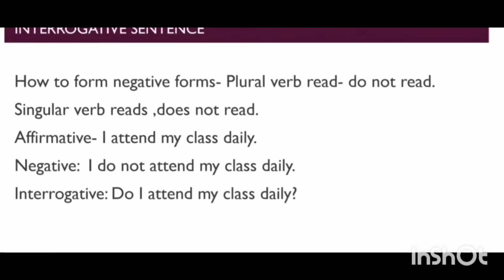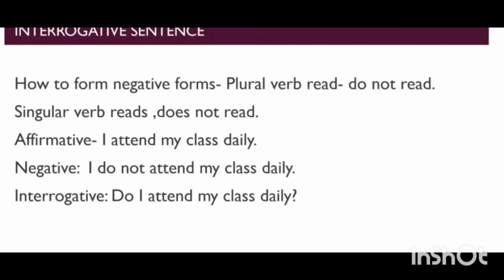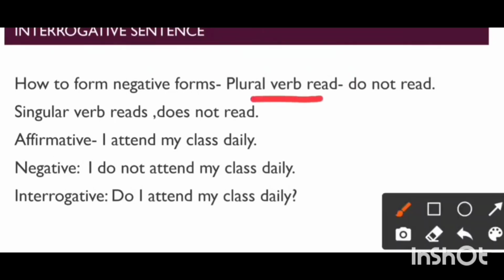How to make affirmative sentence, negative sentence, and interrogative sentence in present simple tense? First of all, let me know about the negative forms. Plural verb read, it is converted into do not read. And singular verb reads, it is converted into does not read. Some students write does not reads. That is wrong. We write first form of the verb with does not or do not.